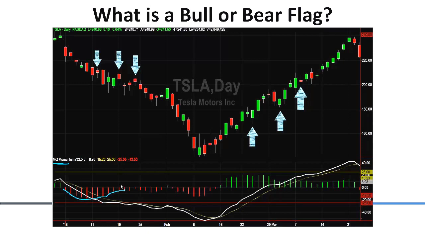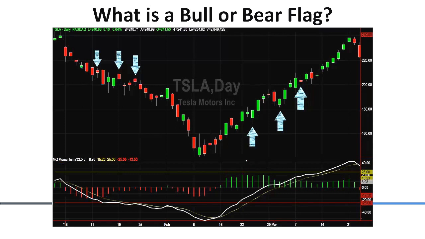All right? If it's a bear flag, the histograms have to have been red on the down move, been red on the retracement, and stayed red when it triggers. So it cannot change back to green. Okay? A bull flag is the exact opposite. It has to have been green on the rally, been green on the retracement, and stayed green when it triggers. All right?